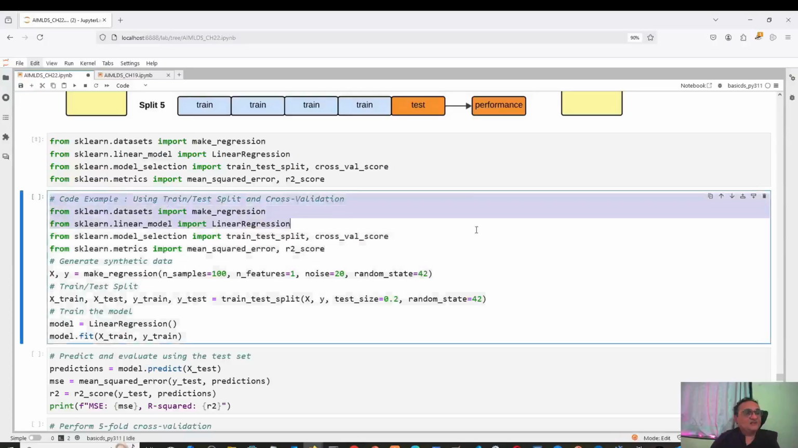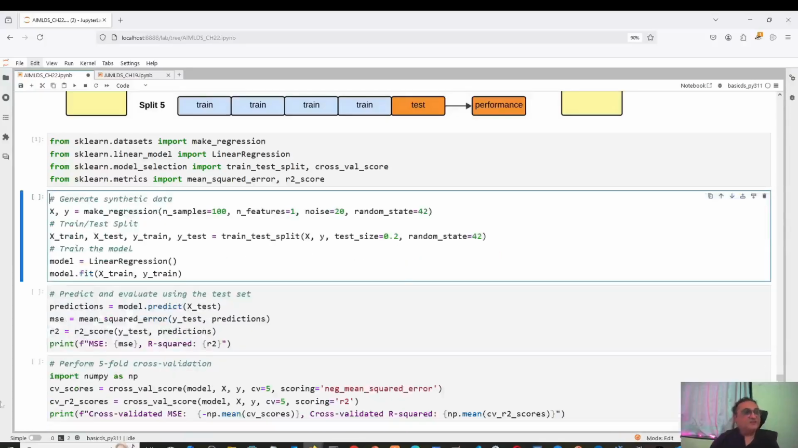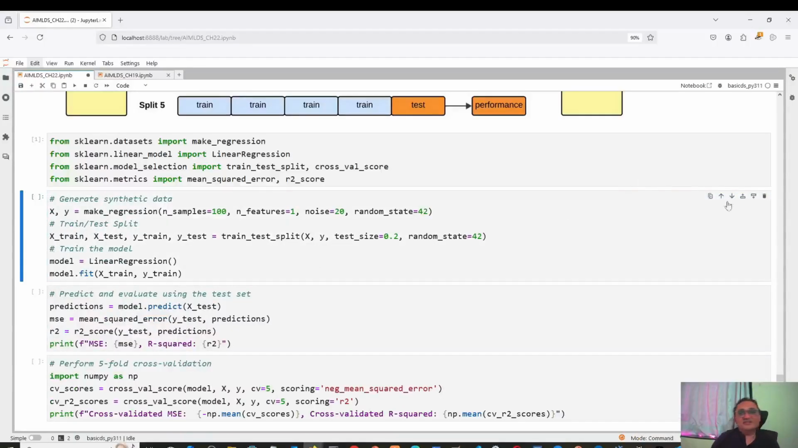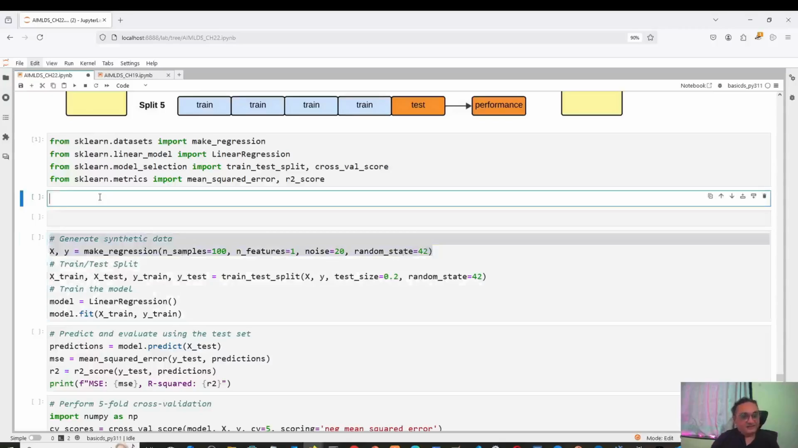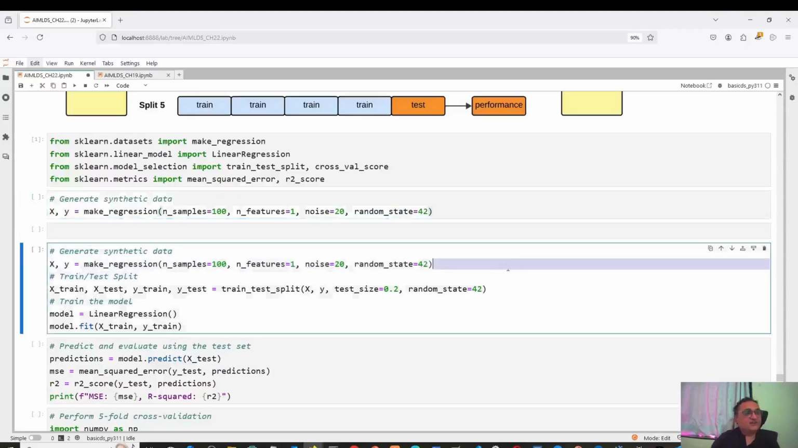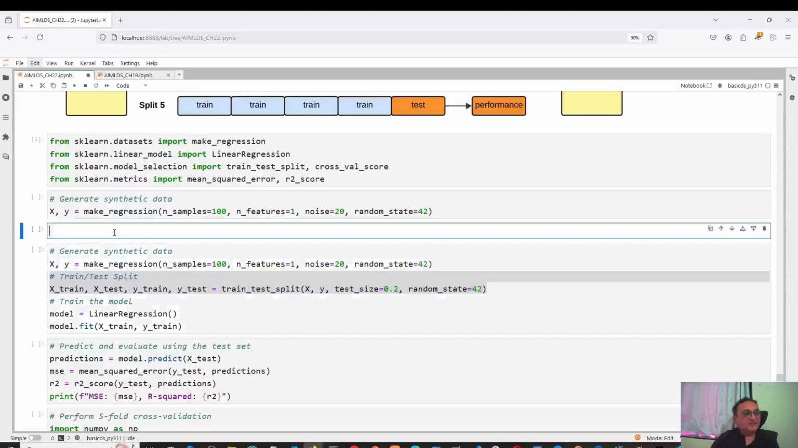Now I will remove these lines, which I have already included. This is generating some synthetic data and creating the train test split. So each of these I will put in different cells: generate synthetic data in one, and then do the train test split in another.